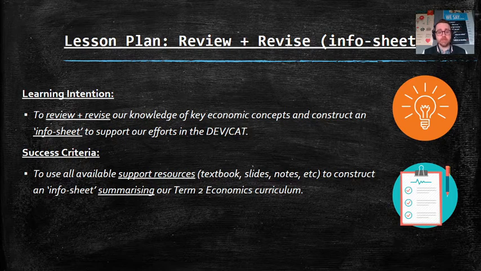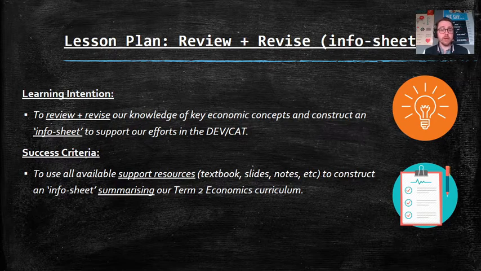of Term 2. This lesson, our learning intention is to review and revise our knowledge of key economic concepts, so the key topics we've looked at in Term 2, and to construct an info sheet to support our efforts in the Dev and the Cat. So we've got two goals of this lesson, I suppose.